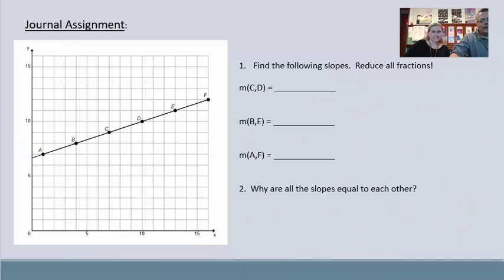Here we go. Here's the journal assignment. I want you to find the slope between the following points: between C and D, B and E, A and F, and reduce them. Then, I want you to explain why all the slopes are equal to each other. That's a big hint: they're supposed to be equal. So find out what they all are and explain why they're equal.